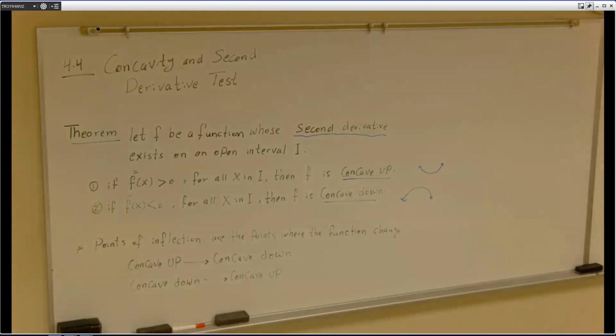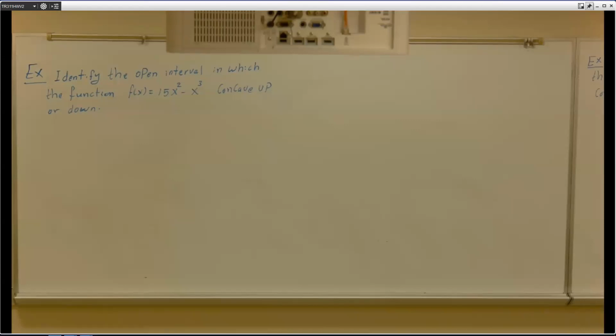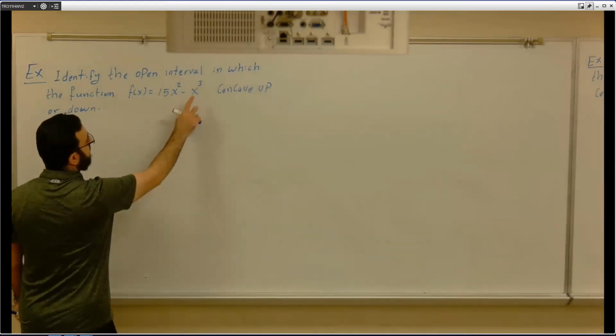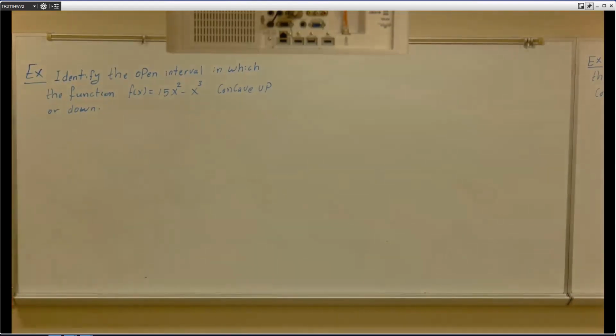They're not going to tell you to do the second derivative test. No, they're going to ask you to find the point of inflection. That means the function is concave up and then down, or concave down, then concave up. Okay? Let's try a simple example. They ask you to find the interval in which the function f of x equals 15x squared minus x cubed is concave up or down.